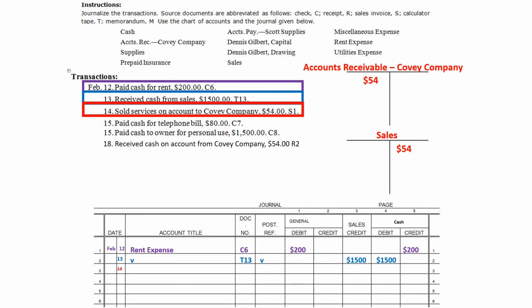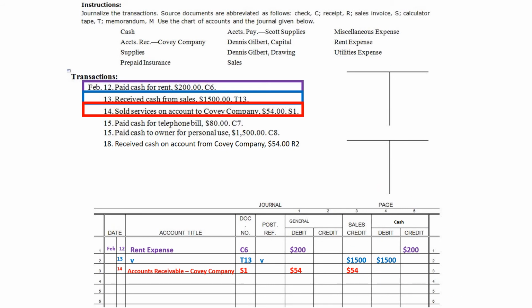So the 14th, sold services on account. My account title is going to be accounts receivable Covey Company because that's going to be what's going into my general debit. Now, all I do is I just use my sales credit column. Now, again, a lot of people like to put cash in here. We didn't receive cash at all.